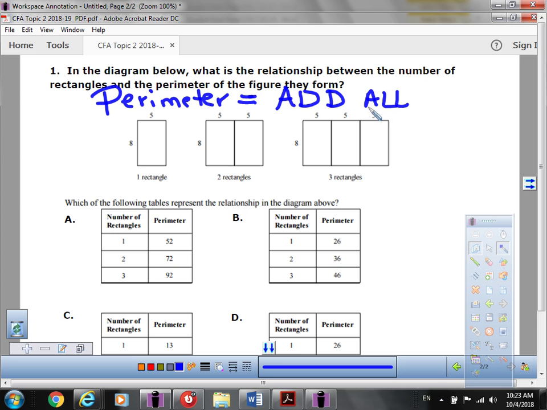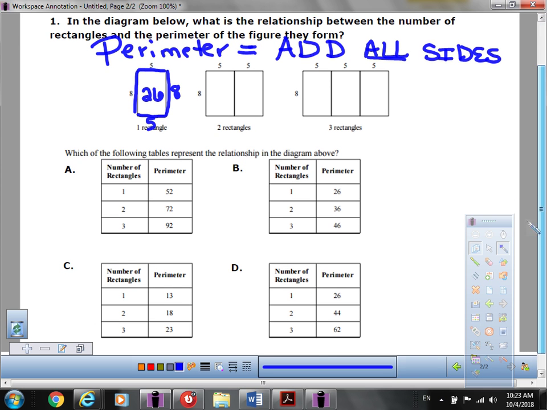Make it nice and big, underline all, because even though you know what it means, I still have students who will add only 2 numbers, just these 2. Are those all the sides of the rectangle? How many sides does a rectangle have? 4. You've only added 2. You see what I'm saying? Some of you may have picked C, because that's all you did. You have to go all the way around it. It would have been another 8 and another 5, which is 26.